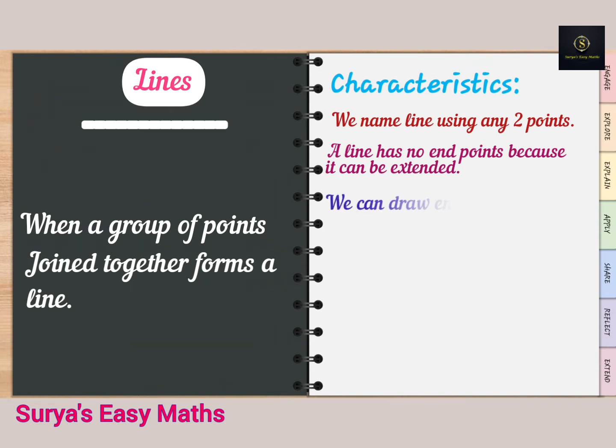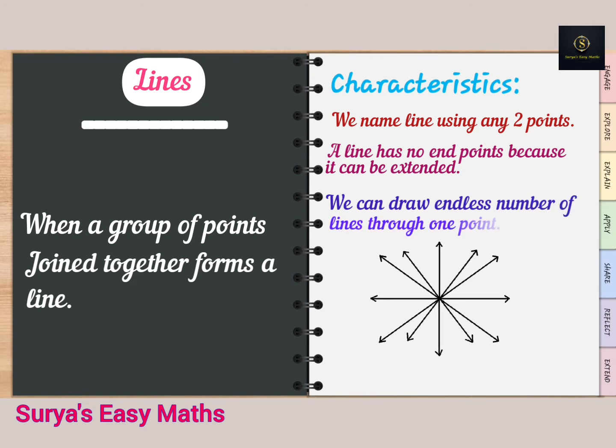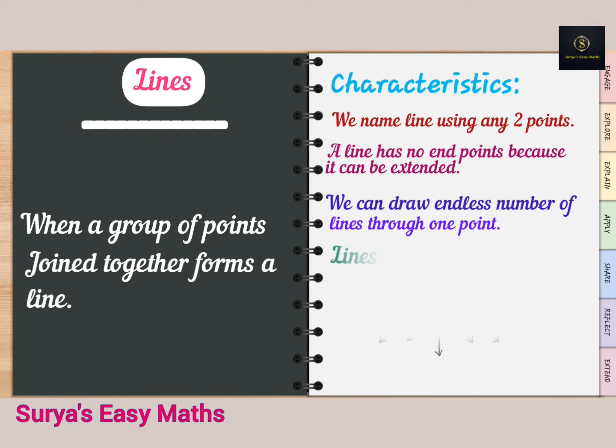We can draw endless number of lines through one point. So children see here we have one point and with the help of this point we can draw endless number of lines in such a way. Yes, lines make shapes. Yes children, with the help of lines we can make shapes.